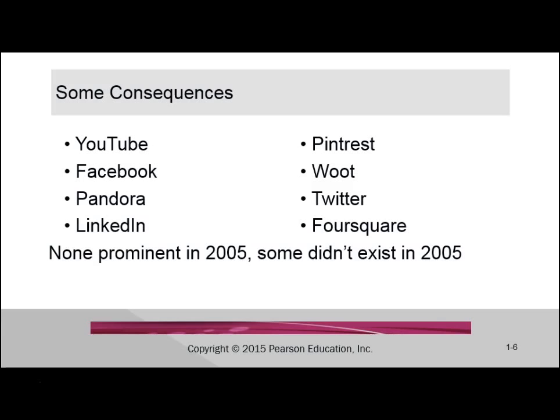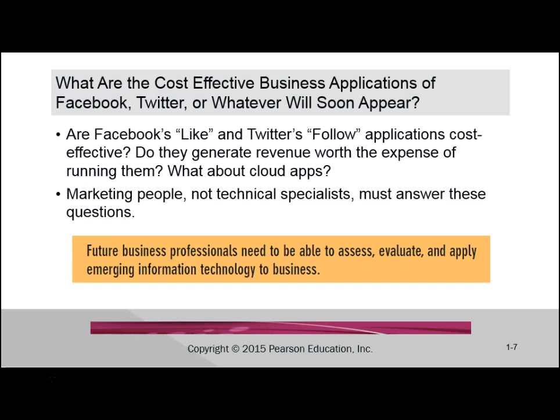So what are the results of this? Things that you guys are very familiar with: YouTube, Facebook, Pandora, LinkedIn, Pinterest, Twitter, Foursquare. None prominent in 2005, just 10 years ago. Now some of these things are in your daily life, and that is because of Moore's Law. Not because he formulated the law, but he observed it and said, this is what's happening in the computer industry. So what do we get? We get more ubiquity. Computers are everywhere. More portability, more mobility, just better overall functionality.